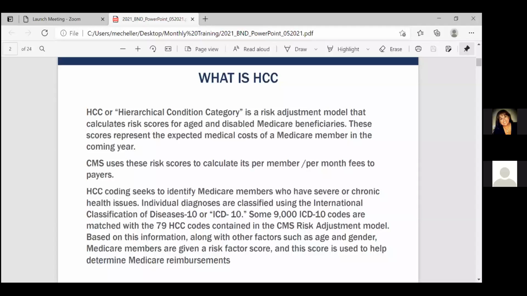Individual diagnoses are classified using the ICD-10, as you know. There are more than 9,000 ICD-10 codes that match to about 79, there's a few more now, HCC category codes contained in the risk adjustment model. For those that are not familiar, the risk adjustment model is a table that's released by CMS. It includes all of the diagnosis codes and a risk adjustment code, or an HCC code, that will map to the diagnosis. So not all of your ICD-10 codes will map to an HCC category. Based on this information, along with other factors such as patient's age and patient's gender, Medicare members are given a risk score. And this score is used to help determine the Medicare reimbursement.